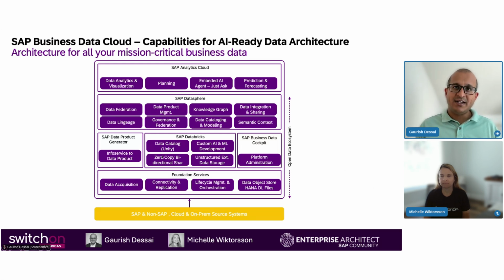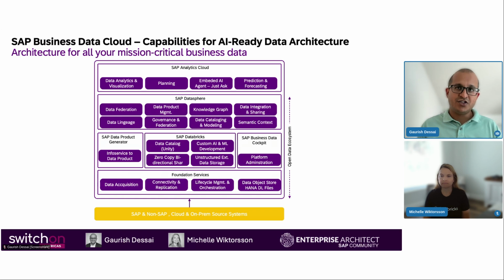Then within Databricks, we have the data catalog, also called Unity Catalog, which allows you to get all of your data products in one place and ensure that you can govern them on an ongoing basis. You can develop custom AI ML on top of it. There is zero copy bidirectional share, which allows you to share the data between Databricks and the SAP environment without having to move the data around, as well as to external sources. If you already are a Databricks customer, you can cross share that as well.